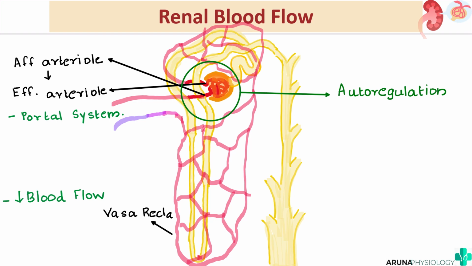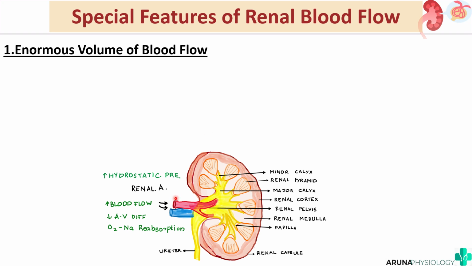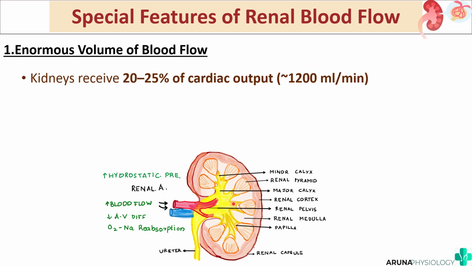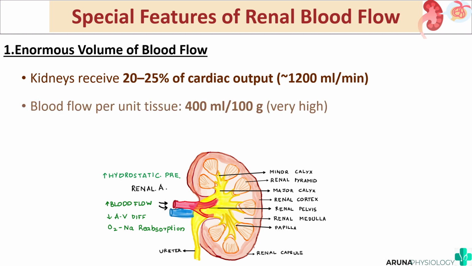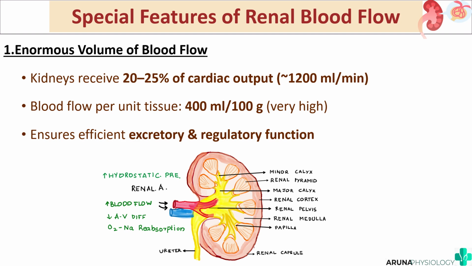First, as I said, it has an enormous volume of blood flow reaching through the renal artery. Around 20 to 25% of the cardiac output reaches the kidney, which is around 1200 ml per minute. Per unit tissue, around 400 ml per 100 gram is reaching the kidneys, which is very high. This is to ensure efficient excretory and regulatory function by the kidneys. That much blood reaches so that the amount of waste can be removed quickly.